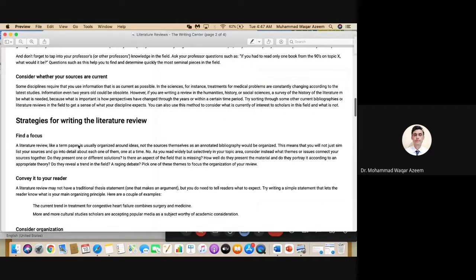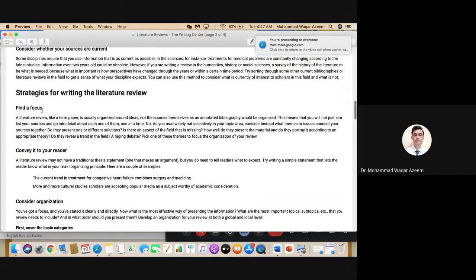So here are the strategies to write your literature review. We already discussed these things just now, but let's have some final points in our mind. Find a focus, right? So think in terms of your own topic. What is the specific focus of your research? And then find the material relevant to that particular focus.